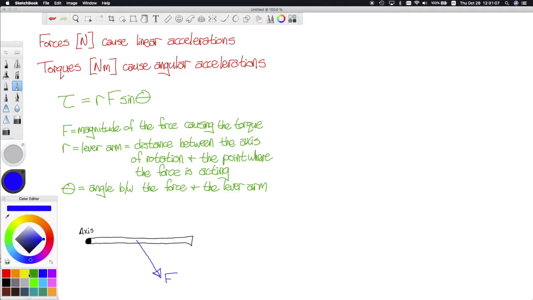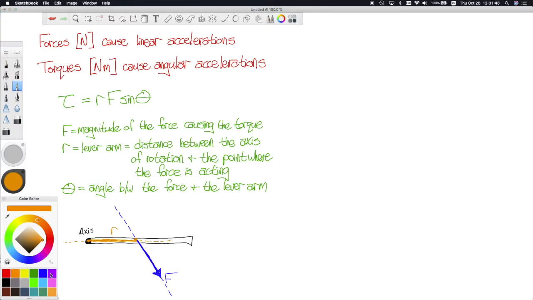Then r is the length of the lever arm. So that's the distance from the axis of rotation to the point where the force is acting. That distance is r, the lever arm. So if we take this distance r and we take this force F, we can then find the angle between the two of those, which will give us the torque. I find it helpful to extend the force and the lever arm out with kind of a dotted line to help me see what's going on here.